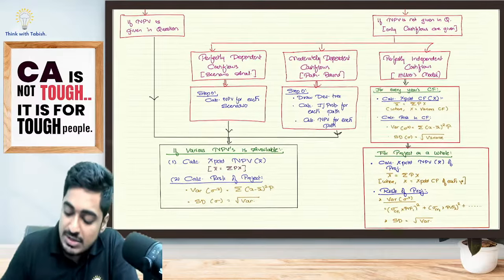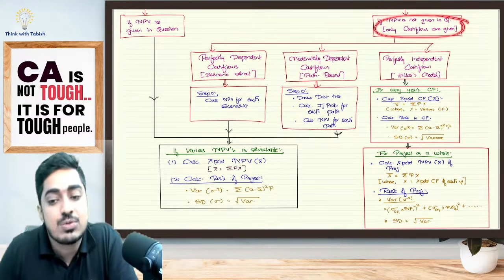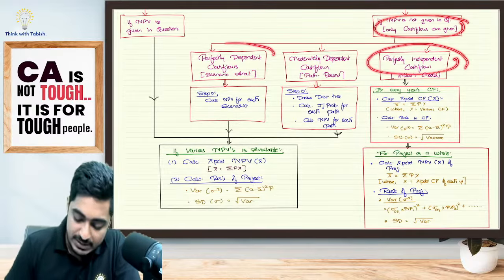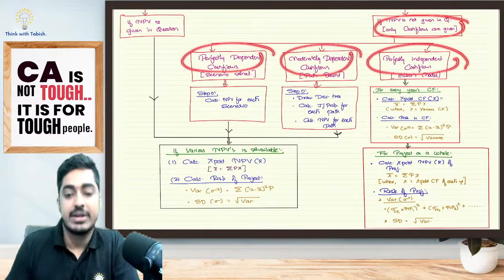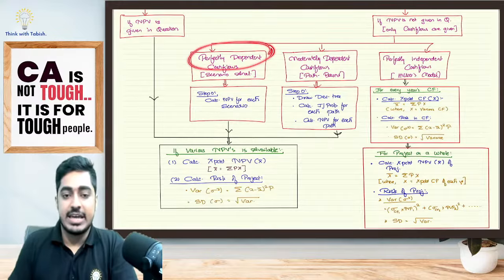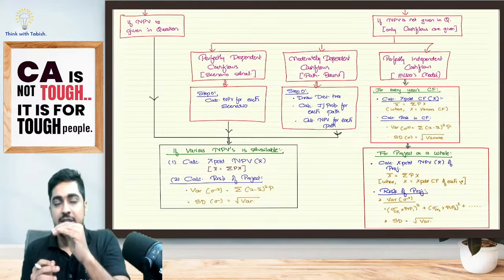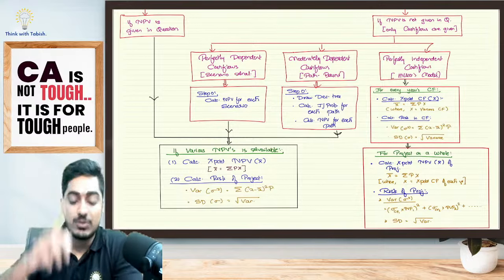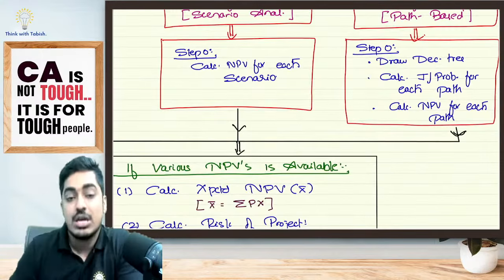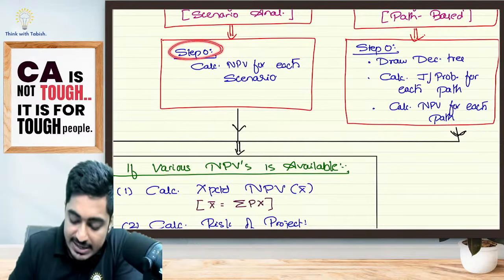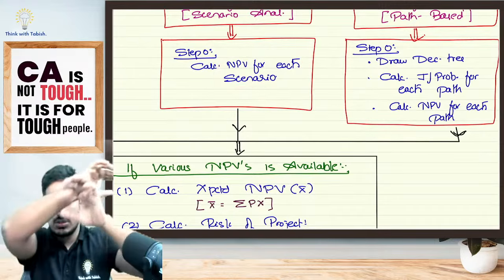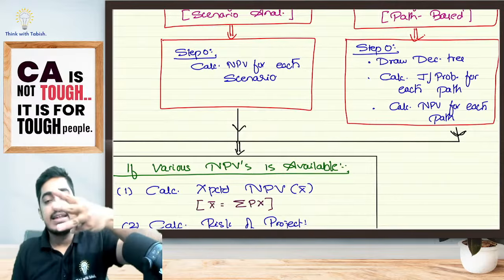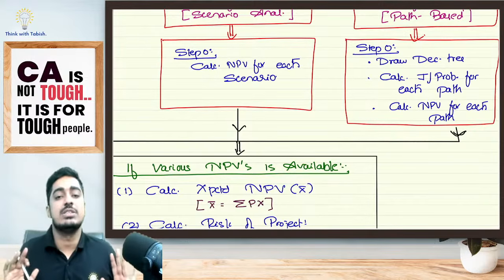Now comes the case where NPV is not given, only cash flows are given. What all can happen? Perfectly independent cash flows, perfectly dependent cash flows, moderately dependent cash flows. Perfectly dependent cash flows: in the first year 3 cash flows can be there, but if the first year is bad, the second year is also bad, the third year is also bad. After that, only one scenario is there. Step 1, I will calculate NPV for each scenario: scenario 1 NPV, scenario 2 NPV, scenario 3 NPV. Once I calculate the 3 NPVs, the steps are the same.